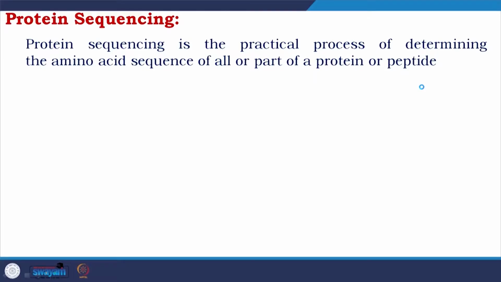Once biology gives you the opportunity of making rules, then only physics, chemistry and mathematics come in and make things develop in a proper way. Understanding goes to the next level, which is a real problem in case of carbohydrate, lipid and fat. In case of protein sequencing, it is the practical process of determining the amino acid sequence of all or part of the protein or peptide.